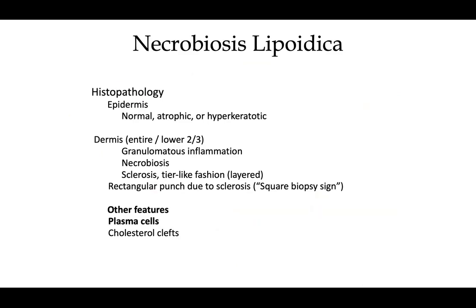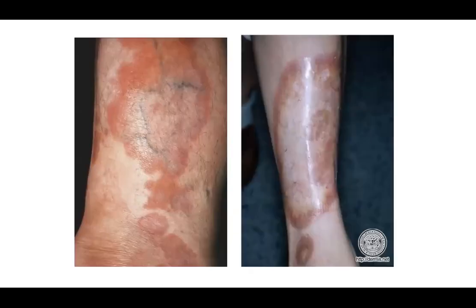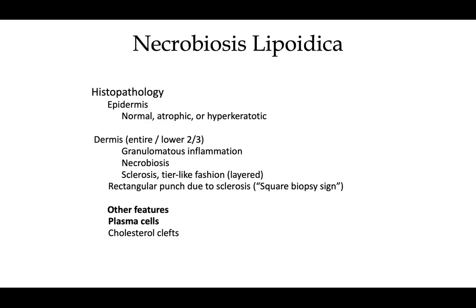To come back to the text slide, we have the necrobiosis, which is in the name. You can see sclerosis, which you wouldn't be surprised based on the clinical that this would be somewhat sclerotic, even on histopathology. And the tear-like fashion of the layered histiocytes are going to give you this cake layering appearance, which is the buzzword. People likened it to a marble cake or a cake layering appearance.